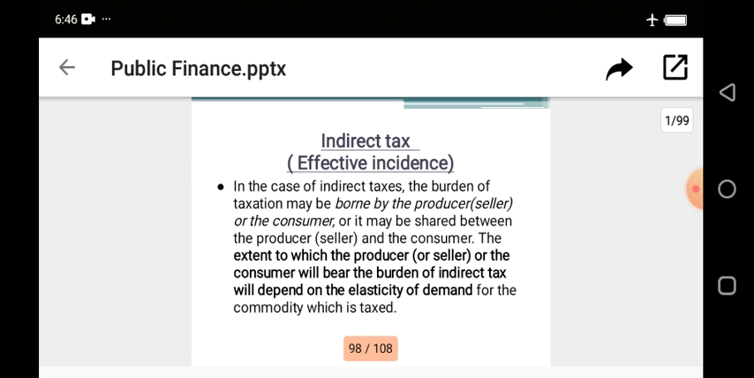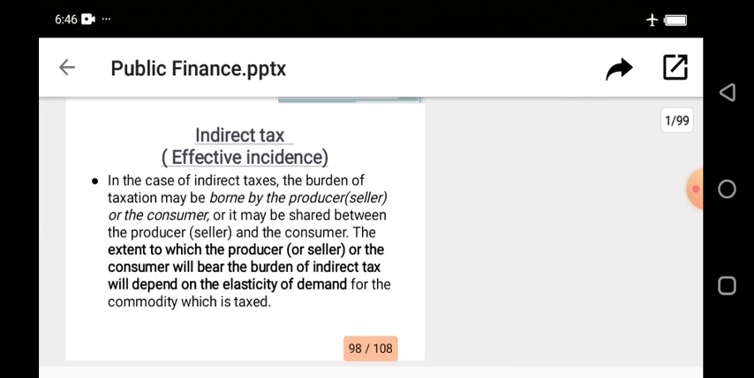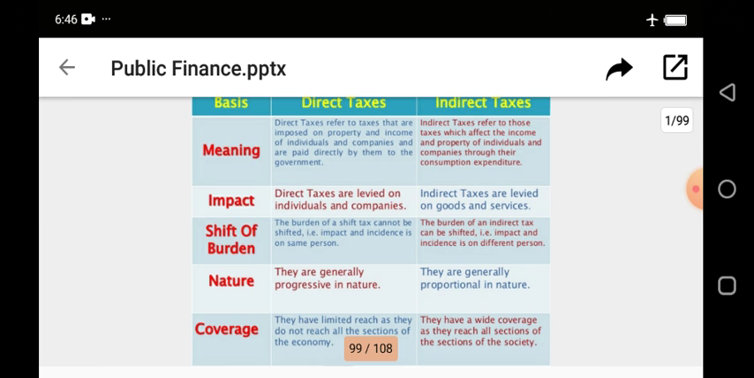So before we go into the diagram aspect of it, quickly let's look at this summary, just to have an idea of what we are talking about. So we have about three headings there. We have the basic direct tax and we have the indirect tax. So meaning, a quick revision now. Direct tax refers to the tax that is imposed on properties and income of individuals and companies and is paid directly by them to the government.